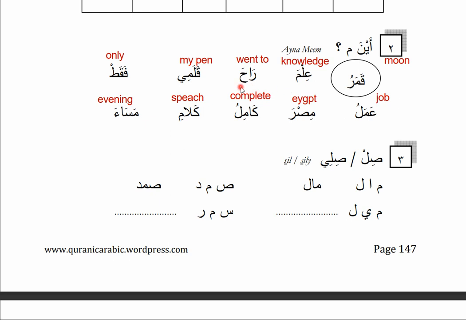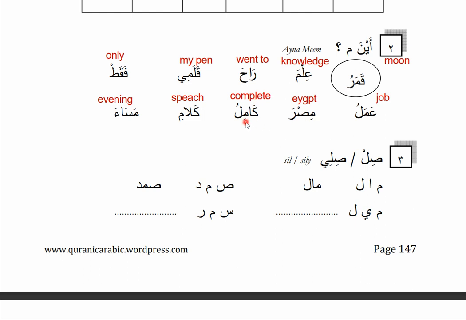Raha, this is a past tense verb and it means went to. Qalami, as you can see, the dameer attached with the word qalam means my pen. Faqat means only. Amal means job. Is there a meem? Yes. Misr, the name of the country Egypt. There is meem initial.